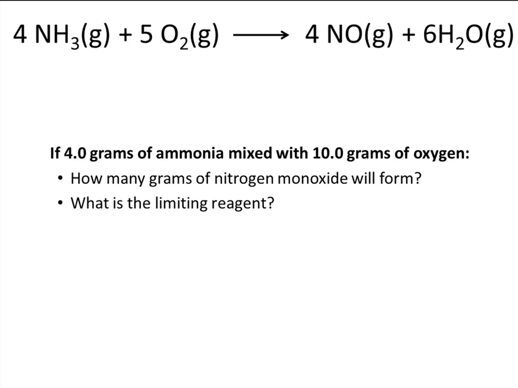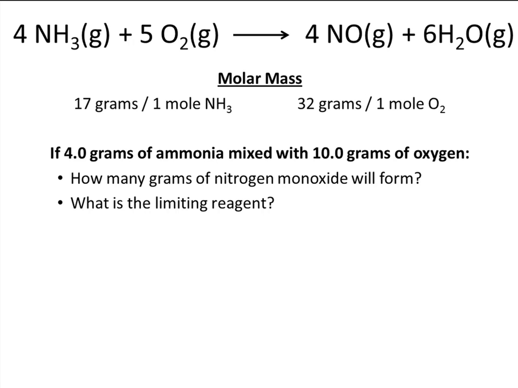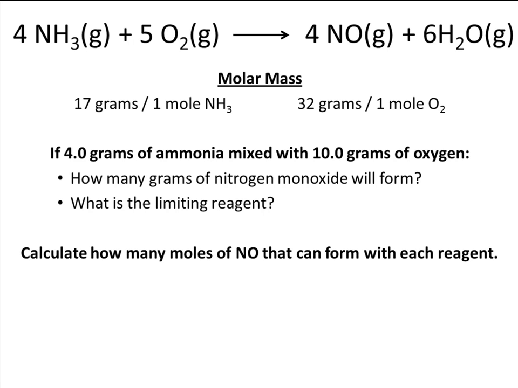Just like the marshmallows and chocolate bars, ammonia and oxygen have different masses. We need to figure out the relative number of ammonia and oxygen molecules we have. To do this, we will need to use the molar masses of the reagents. To determine the limiting reagent, calculate how many moles of NO can form with each reagent. We will first calculate the number of moles of NO formed from 4 grams of ammonia.